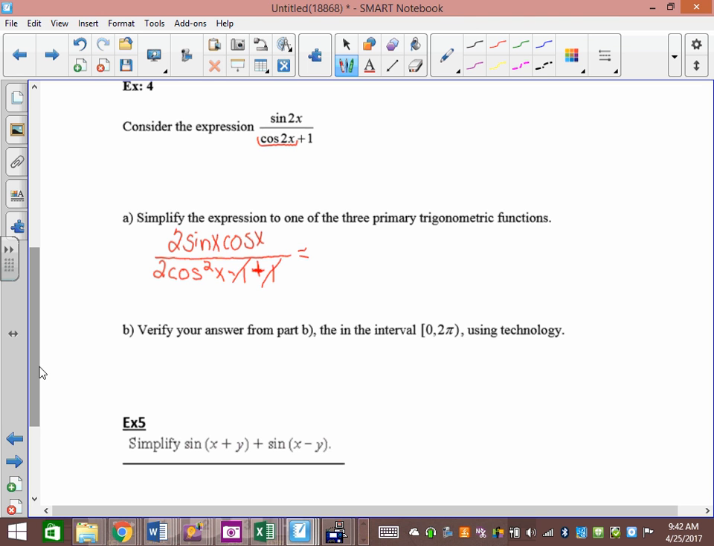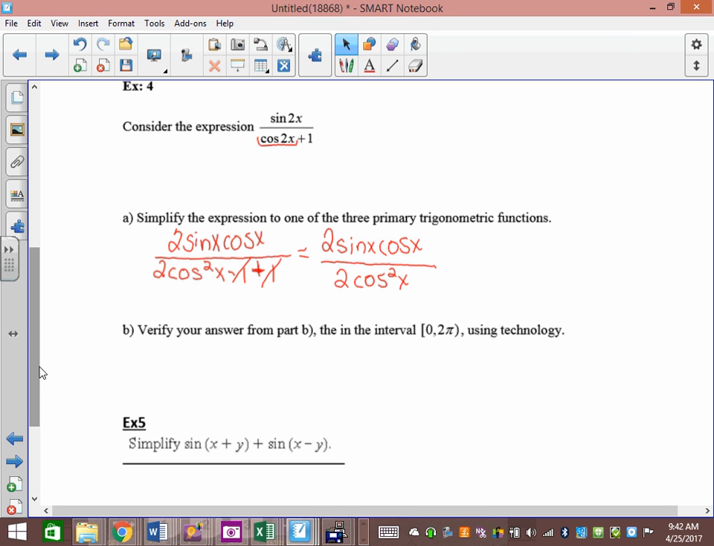And I'm left with 2 sine x cos x over 2 cos squared x. Cos squared x is just like cos x, right? So this one cancels off that one, this cancels off this. And some people will say, but now I'm left with sine x and cos x, and that is not a primary trig ratio. Yeah, it is. What's sine x over cos x? Tan.